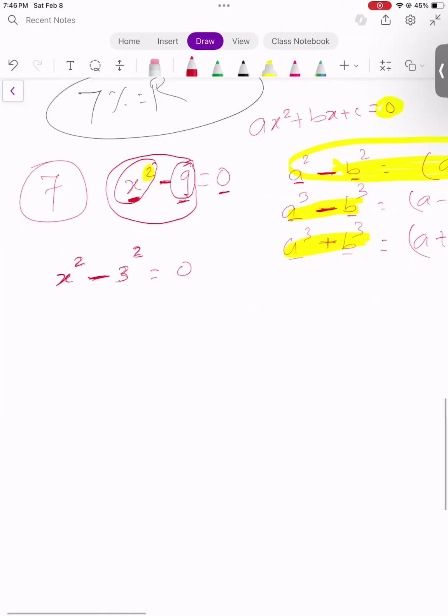So if this is the case, the factors would be x plus 3 times x minus 3 equals 0. This is how we factorize if you have a difference of two perfect square terms. Does anyone have any question in factorization here?